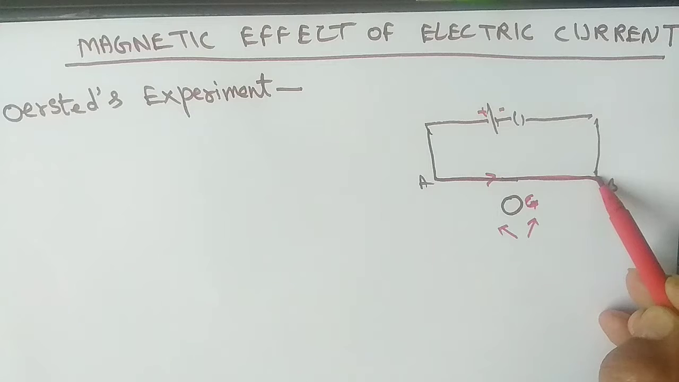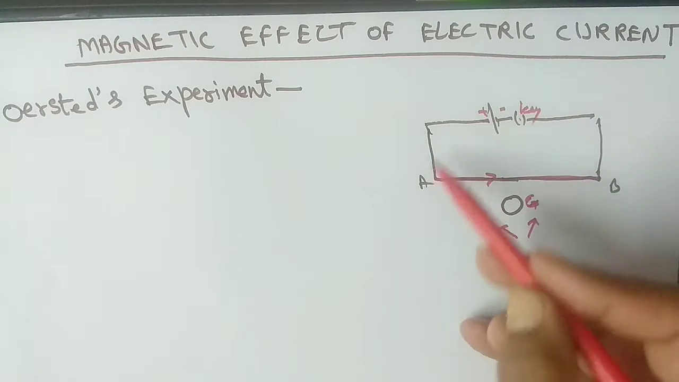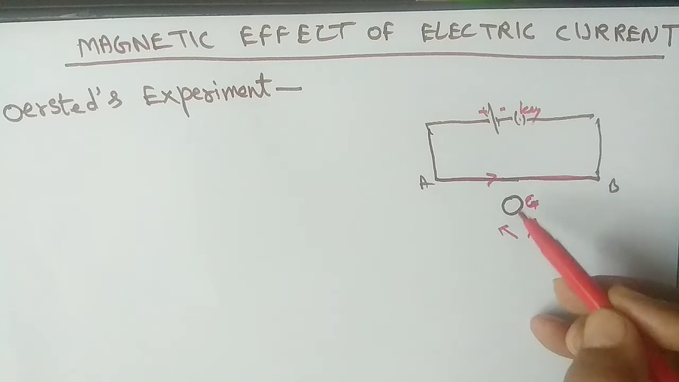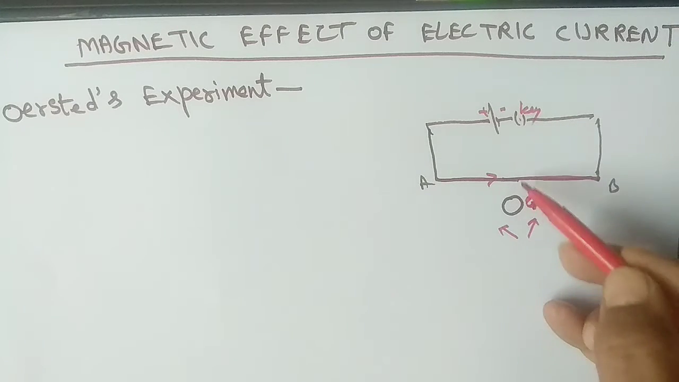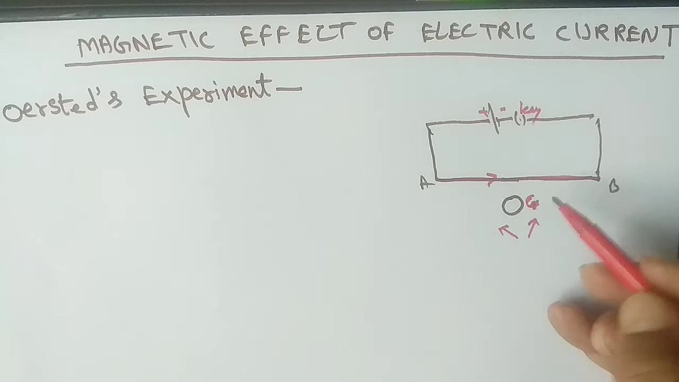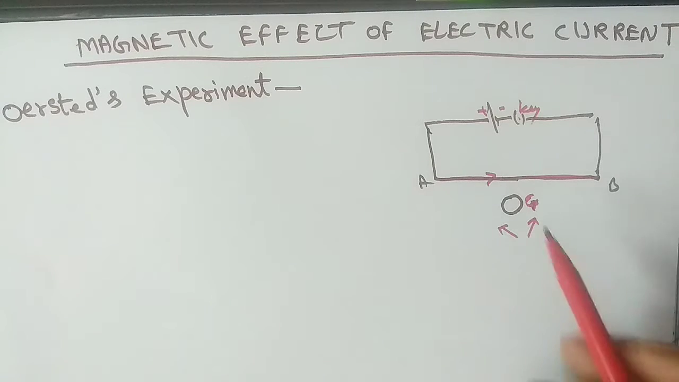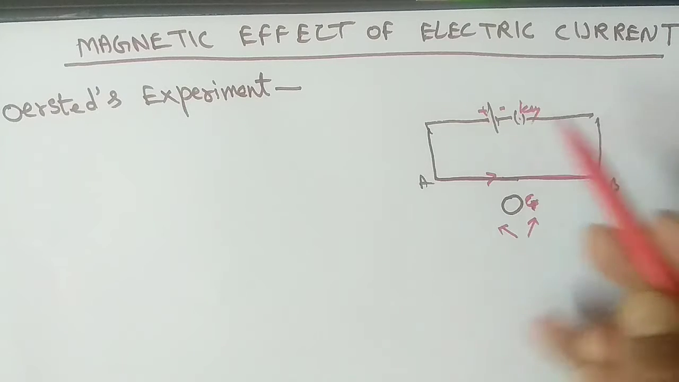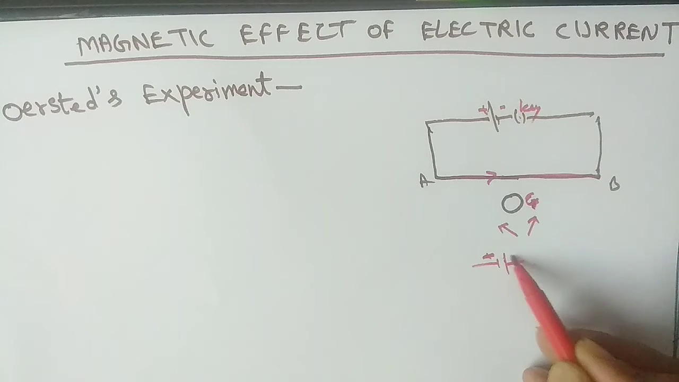AB is the conductor, connected with a cell and key. When current flows from A to B, we see there is a deflection in the magnetic compass, which is placed just below the current carrying conductor. To confirm that this deflection is only due to the flow of the current, we reverse the direction of the current. Suppose it was positive, now make it negative.